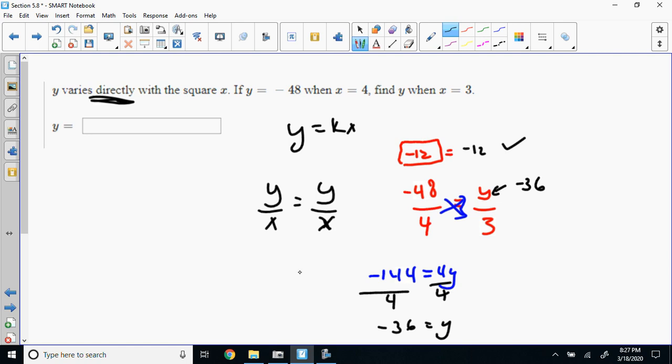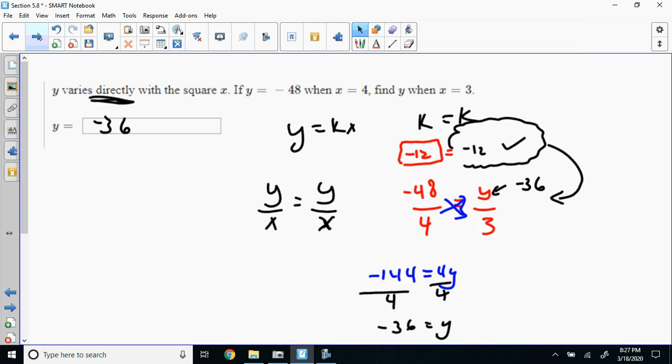So my answer, it just said, what is y? So y is negative 36. But I verified that the y I calculated was correct, and I've done that right here, by looking at this fraction, negative 36, making sure I have a k equal to a k. All right, so let's do another one.